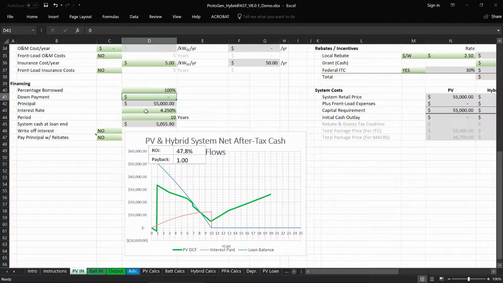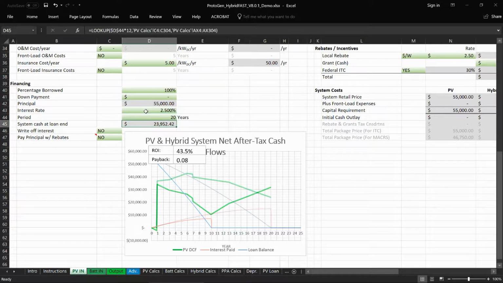4.25% interest rate on a 10-year term. Well, that's, I don't know, maybe reasonable for a small business loan, but maybe he's able to get a home equity line of credit at 2.5% solar specific loan, and that's a 20-year term. Well, now your system starts to look like this.